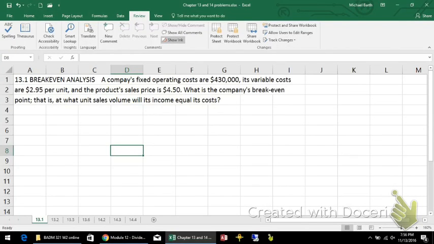This is problem 13.1 from Brigham and Houston, Fundamentals of Financial Management, Concise 9th edition. This is break-even analysis. A company's fixed operating expenses are $430,000.